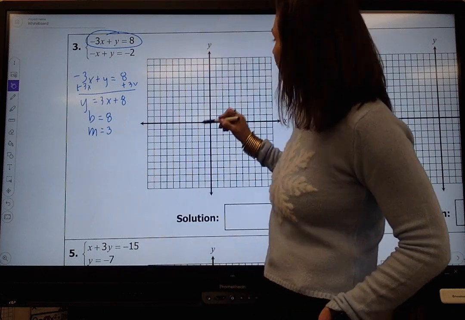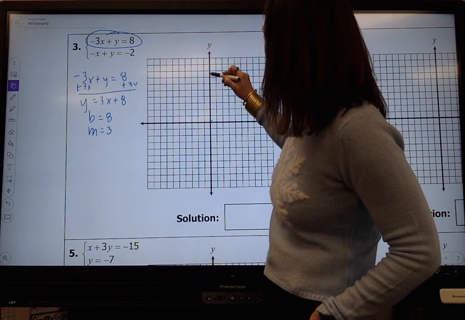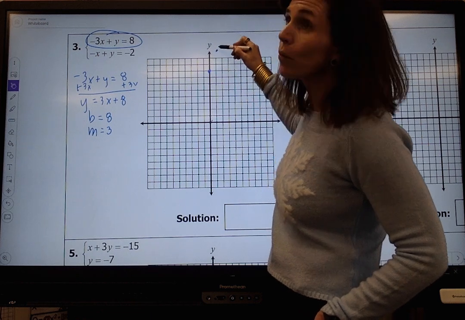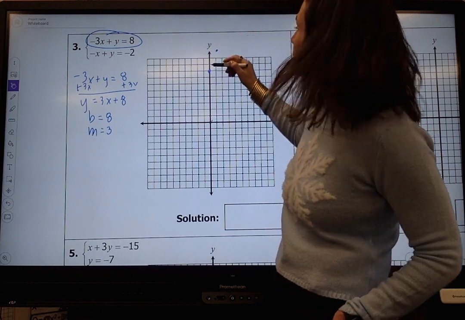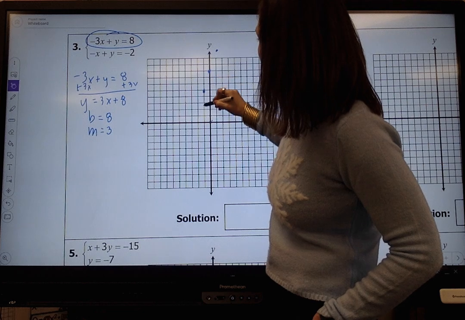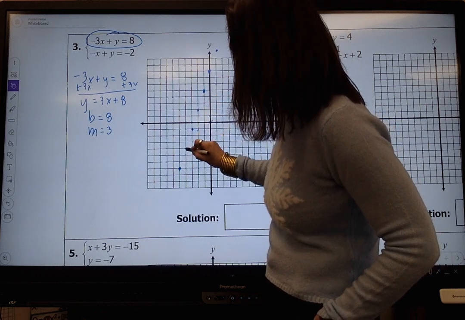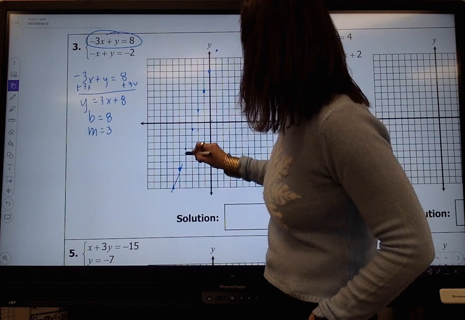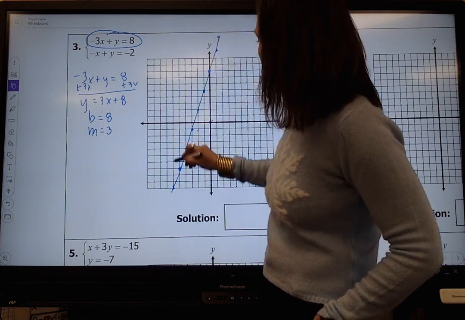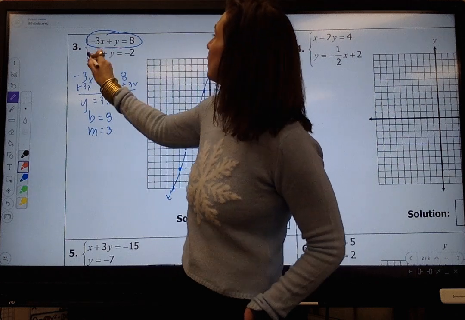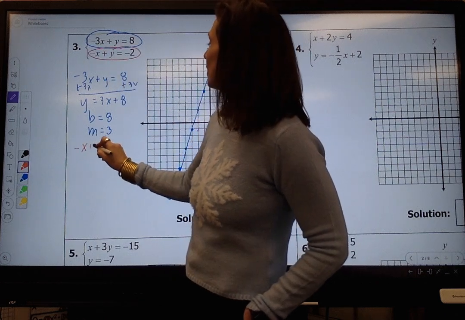So I'm going to graph it. My beginning point is 8. My slope is positive 3, up 3 over 1. It goes off the grid, but that shows me the direction of the line. So now I can reverse it: down 3 over 1, down 3 over 1, and so on. I'm going to go all the way through my grid, arrows on both ends. All right, now in red, I'm going to get y by itself.